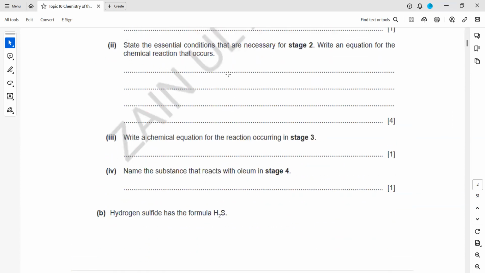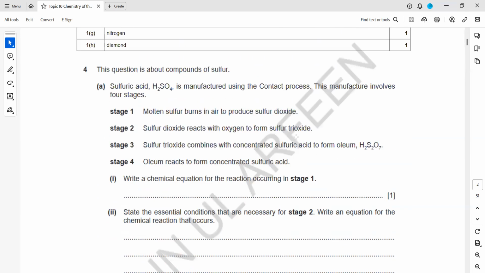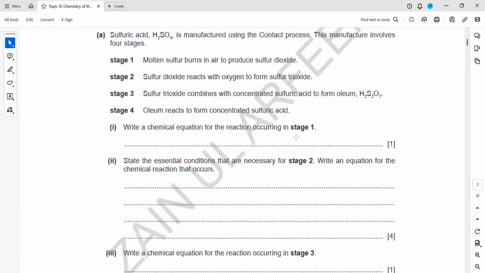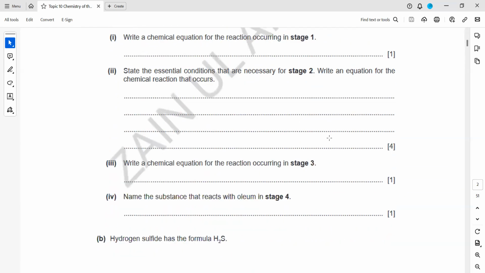Then write a chemical equation for the reaction that occurs in stage 3. In stage 3, sulfur trioxide is combined with sulfuric acid, H2SO4. What will result? It will result in the formation of H2S2O7, oleum. Name the substance that reacts with oleum in stage 4. In stage 4, oleum is diluted with water.